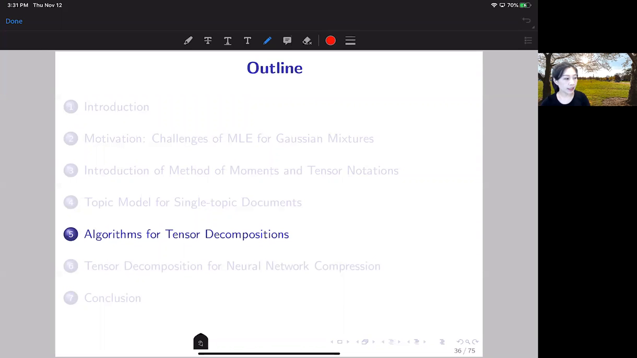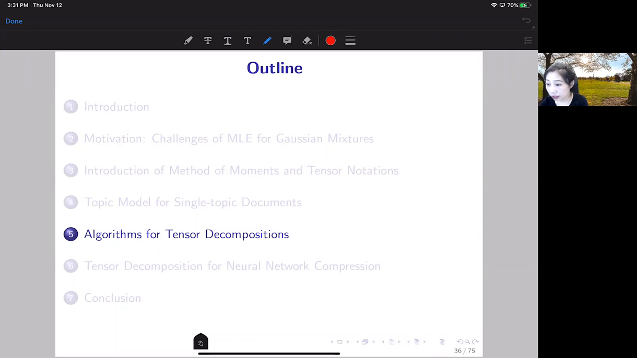All right, so last time we talked about topic model for single topic documents. We finally learned how to use moment matching to learn model parameters with consistency guarantees. We also learned that in order to learn the model parameters for latent variable models, we usually require moments higher than second order moments. We would need first, second, and third for a wide class of latent variable models. Actually, 3 is enough for learning the following.